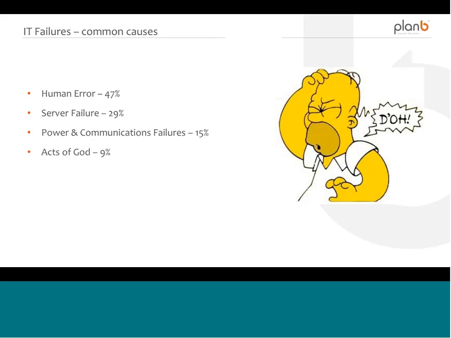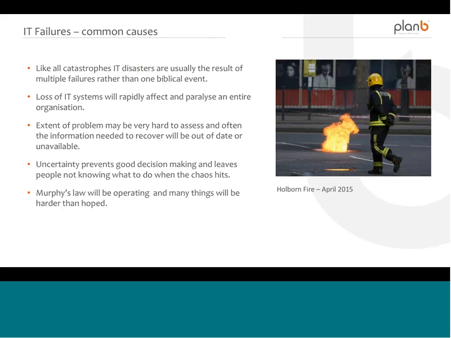In terms of IT failures, what are the common causes? It isn't acts of God. It isn't fires and floods and that sort of thing. It tends to be the simple things. It tends to be mostly human error, and it tends to be systems failing. So hardware failures and then power and communications failures next. And what really causes a disaster is when a number of those come together and multiply up and produce something unexpected.